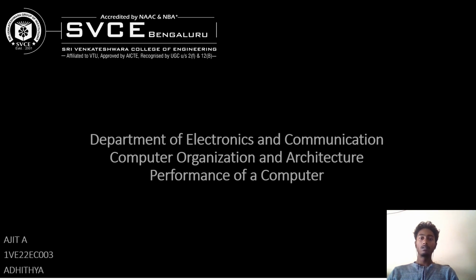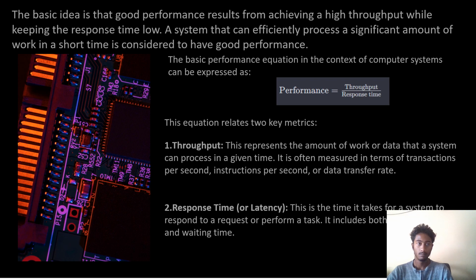So the subject for today is computer organization and architecture. The topic is related to performance of a computer. The basic idea is that good performance results from achieving a good throughput while keeping the response time low. A system that can efficiently process a significant amount of work in short time is considered to have good performance.